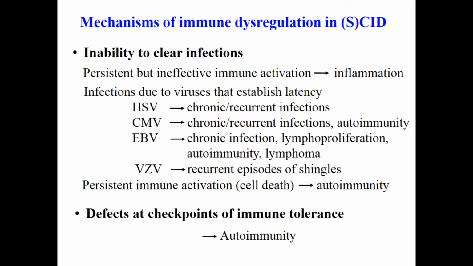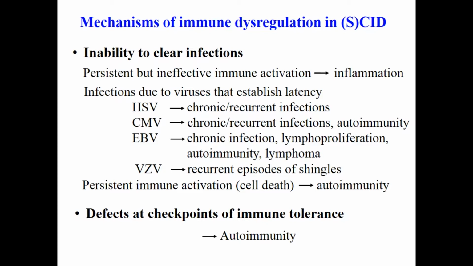A few examples there. Herpes simplex infection, which is an infection that we all catch in life. In patients with these problems, with combined immunodeficiency, that would result in chronic recurrent reactivation of the herpes simplex, and that may lead actually to enhanced inflammation. Cytomegalovirus, CMV, also a virus that most of us actually catch at some point in life. In patients with combined immunodeficiency, it tends to reactivate, and that may lead not only to infections due to the CMV, but also may trigger autoimmunity.